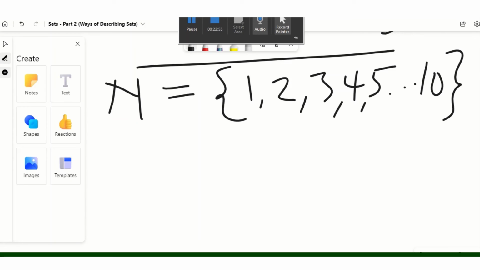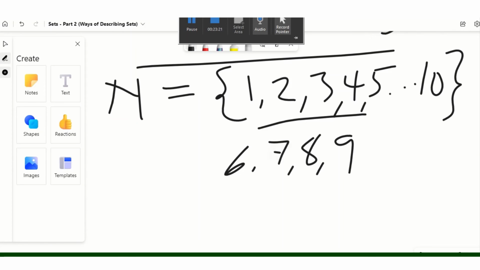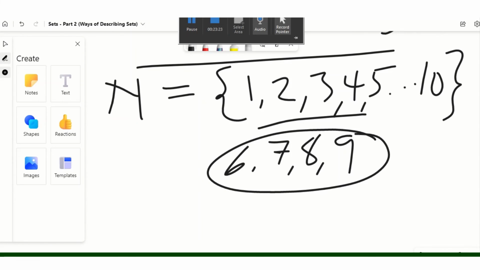The ellipsis here indicates to us that there are some missing numbers, and the set ends at 10. So that means that the missing numbers are between what? 5 and 10. So looking at the pattern 1, 2, 3, 4, 5, it is safe to conclude that the missing numbers are from 6, 7, 8, 9. So these are the missing numbers. If you put them here, it follows the pattern beautifully.